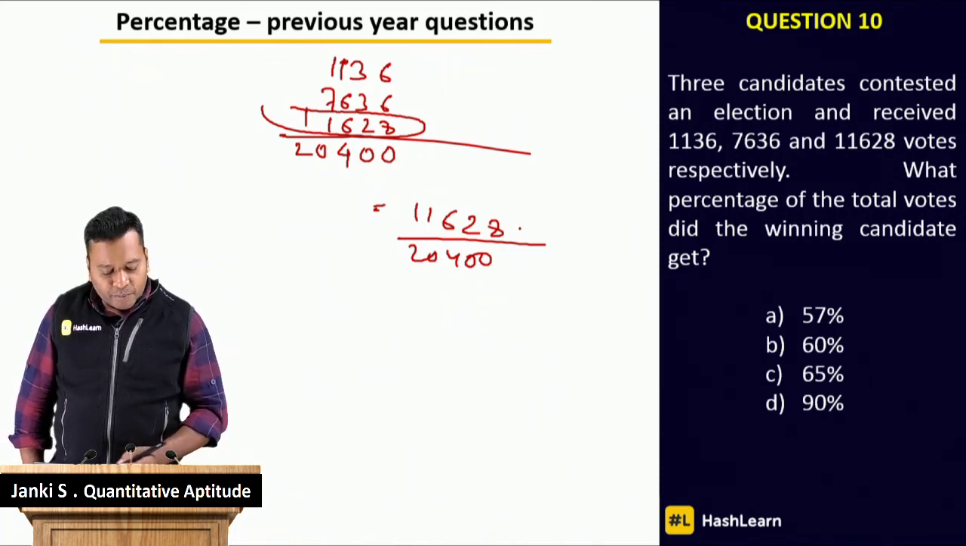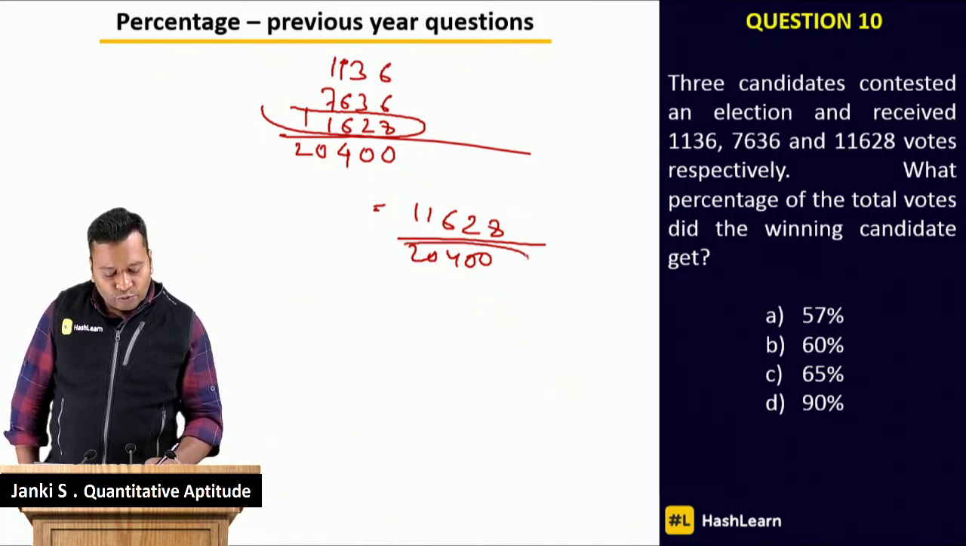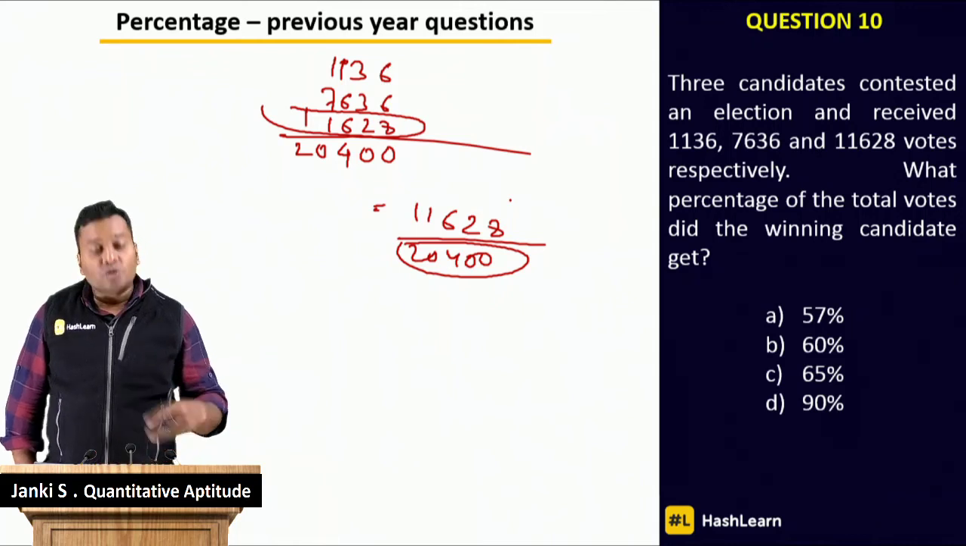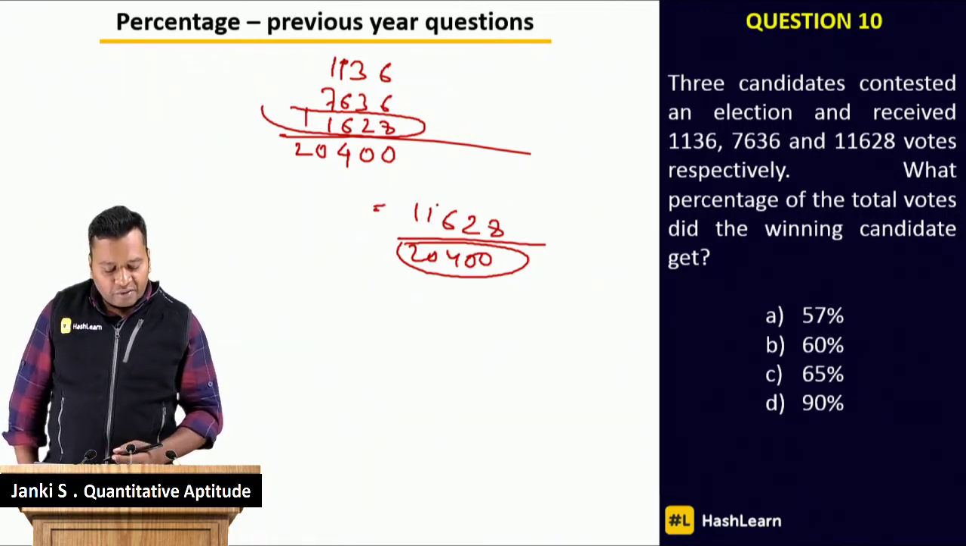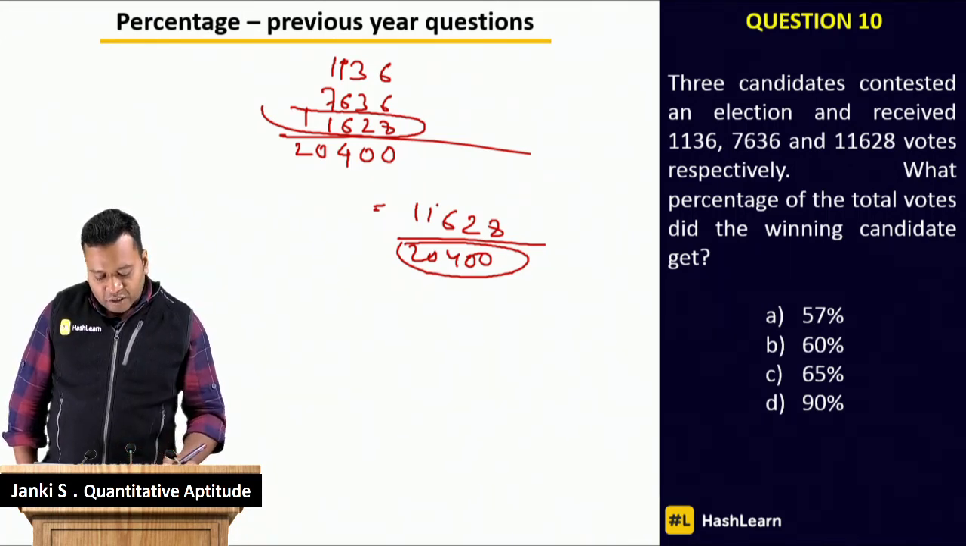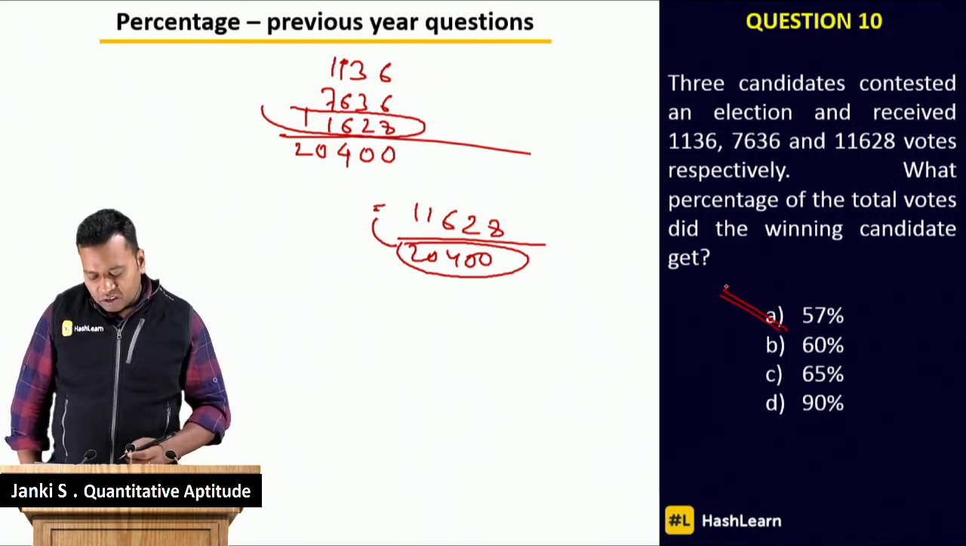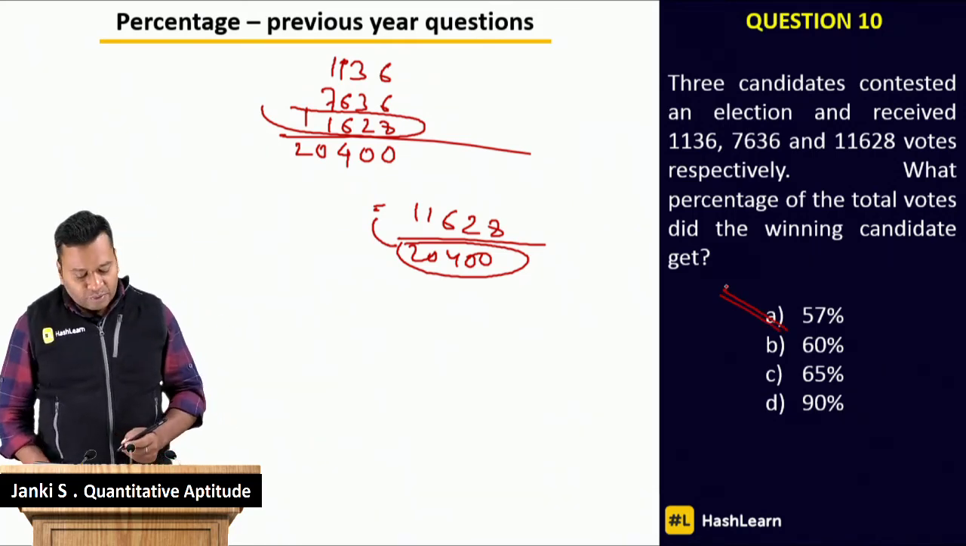But is it more than 60%? 60% of 204,000 will be how much? 60% means 20 into 6, which is 12. But the value here is 11628. That means it should be less than 60% but more than 50%. That means 57% will be the value.